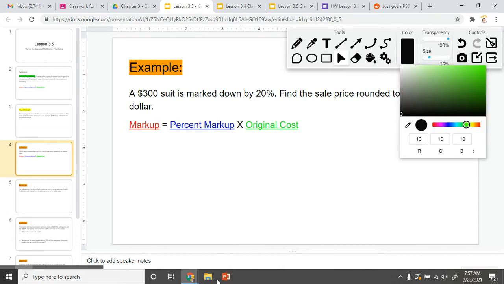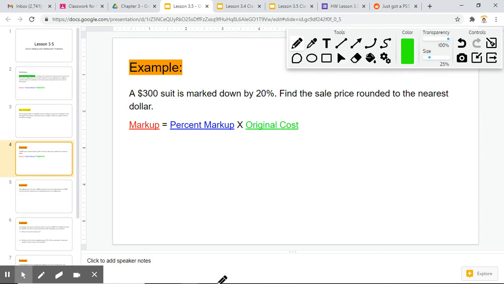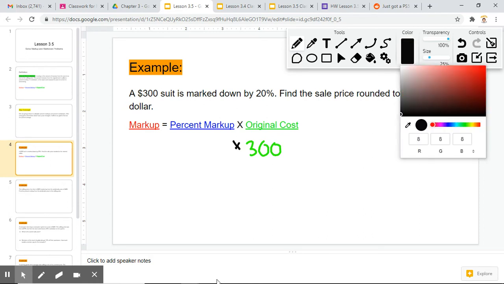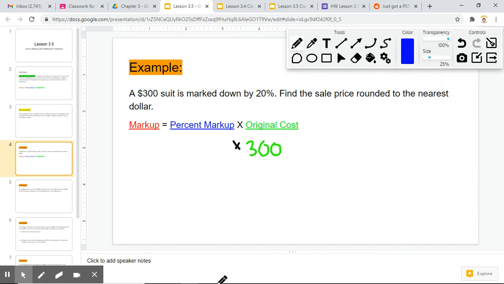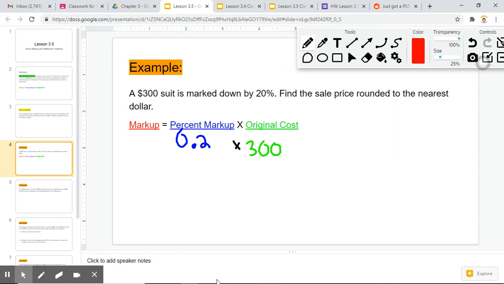All right, so here we have our original cost is $300. We're going to be multiplying it by our percent marked down here. It's not a markup, it's a markdown, but you still use the same formula. So this is going to be marked down by 20%, so we're going to multiply this by 0.2. So 300 times 0.2 will give us the number 60. And that will be our markdown, $60.